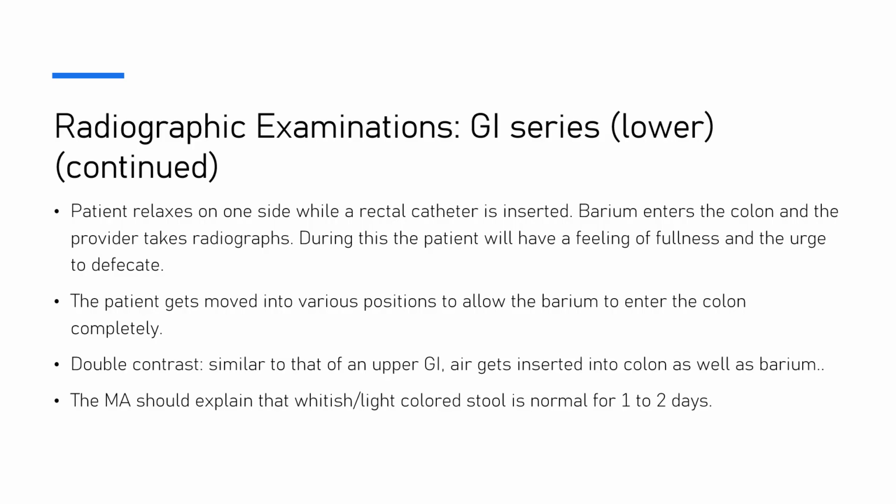If they do a double contrast, it's similar to that of an upper GI series. So they're going to insert air into the colon as well as barium. Once again, that air is just going to make it so they can view the colon in greater detail, makes things pop up a little bit easier, like polyps and small cancerous tumors.